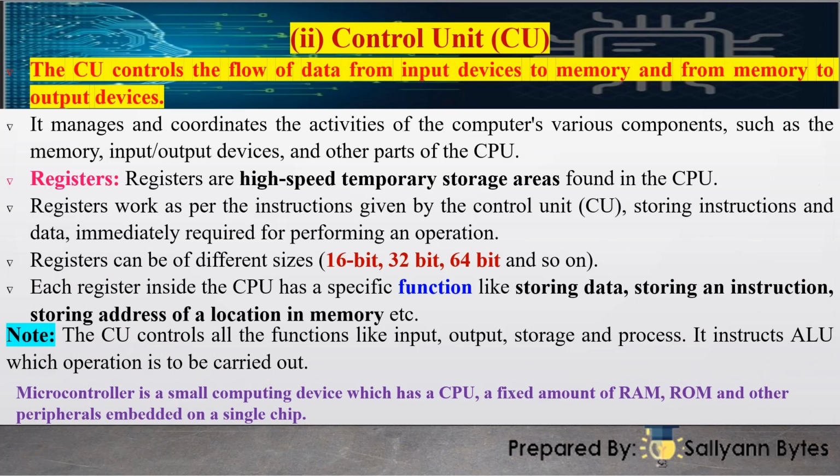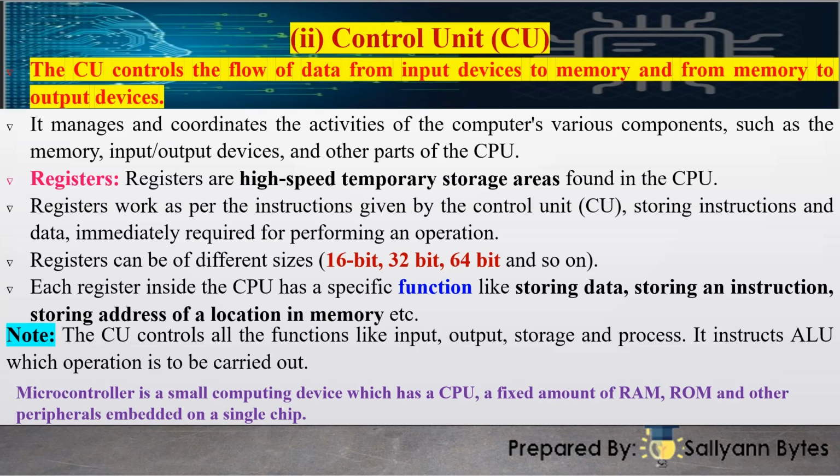The second component of a CPU is the control unit, CU. The CU controls the flow of data from input devices to memory and from memory to output devices. It controls all the hardware operations like input and output units, storage and processor. The control unit of the CPU is responsible for managing and coordinating the activities of the computer's various components, such as the memory, input-output devices, and other parts of the CPU.